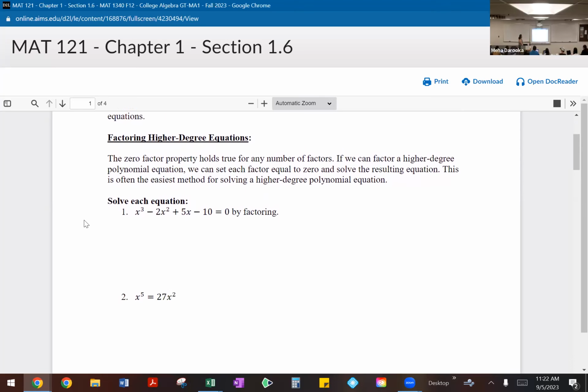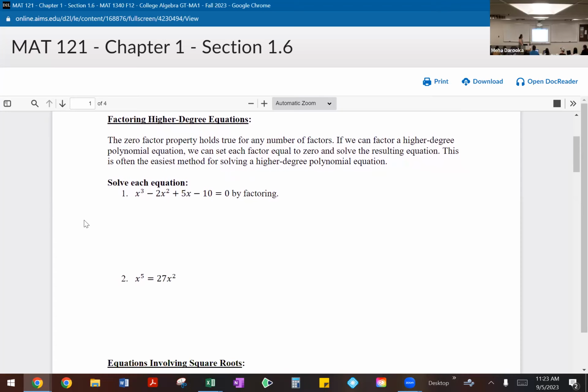Okay, so factoring a higher degree equation, we're talking about the zero factor property, which holds true for any number of factors. We saw the zero factor property last time with quadratic equations, and of course we only had 2 factors when we factored our little quadratic polynomial. Now, if you're talking about something like a 3rd degree polynomial here, technically it should break up into 3 factors, and we could still use the zero factor property where you take each one of them, set it equal to 0, and then we would find our solution based on that.